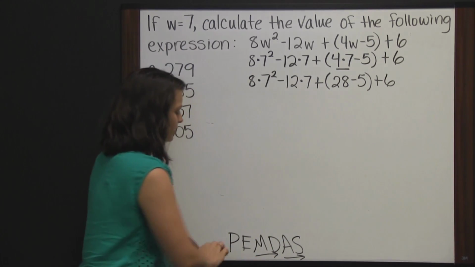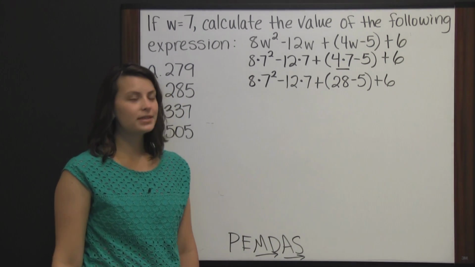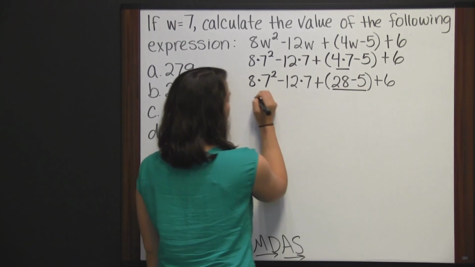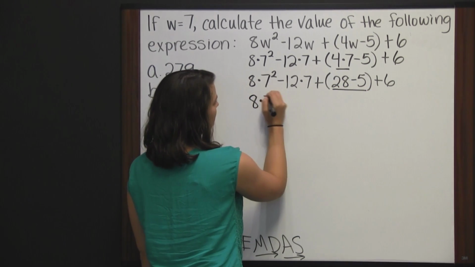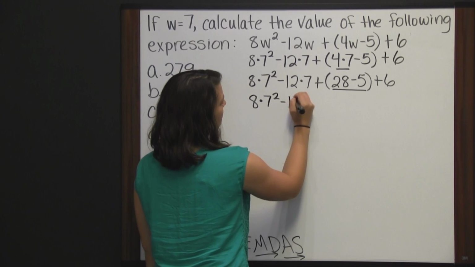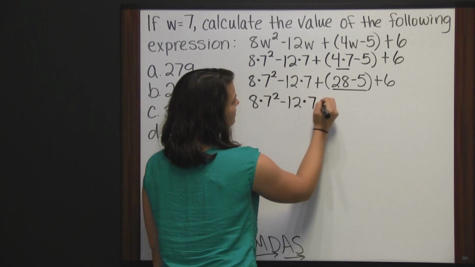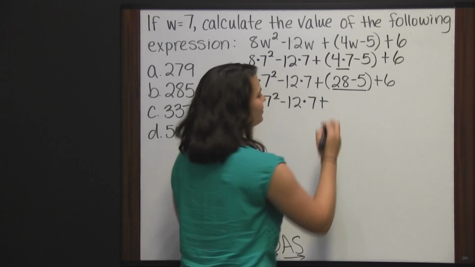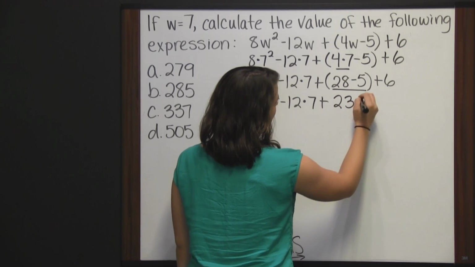So we haven't finished simplifying what's in our parentheses, and that's what we'll do now. 28 minus 5. So bring down the 8 times 7 squared minus 12 times 7 plus 28 minus 5 is 23 plus 6.